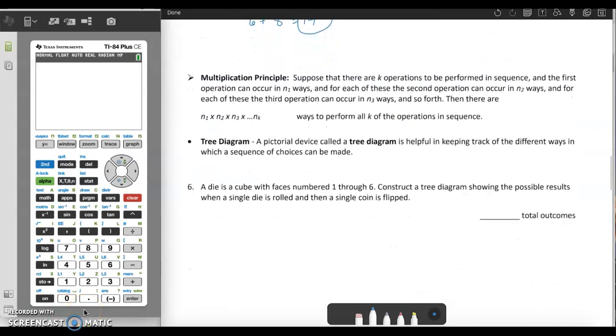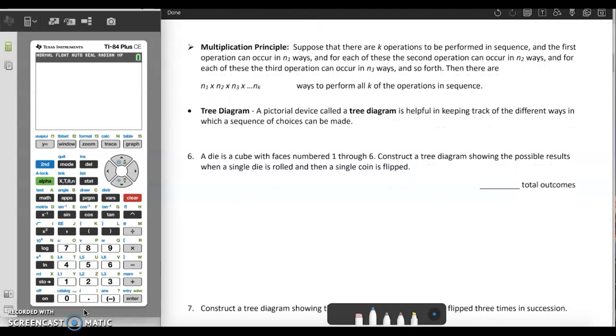The multiplication principle is slightly more difficult, right? So we're not going to keep it so easy. The multiplication principle says, suppose that there are k operations to be performed in a sequence. So that's kind of what changes these, like there's a sequence to it. The first operation can occur in n1 ways, and for each of these, the second operation can occur in n2 ways, and the third operation can occur in n3 ways, and so on and so forth. Then what it says is that there are n1 times n2 times n3 all the way up to nk ways to perform all of these operations in a sequence.